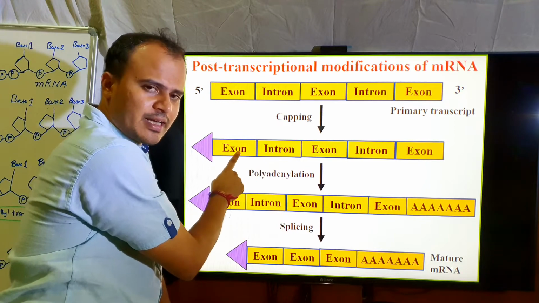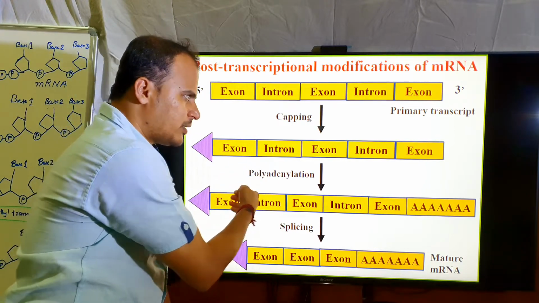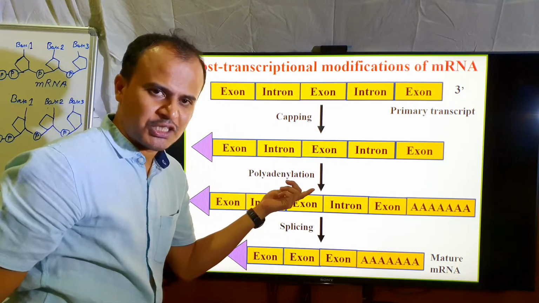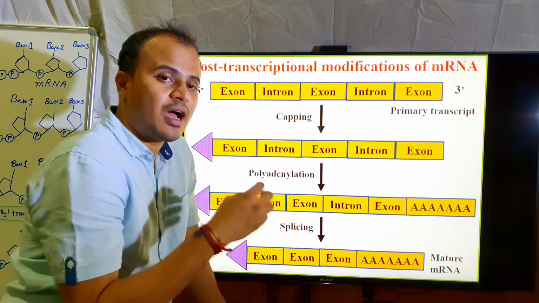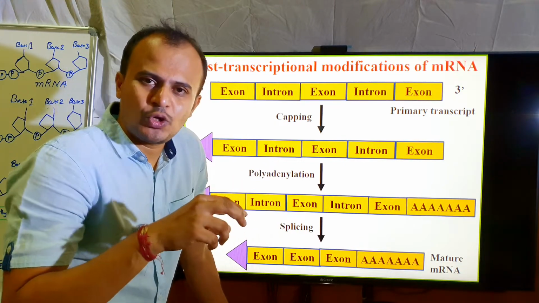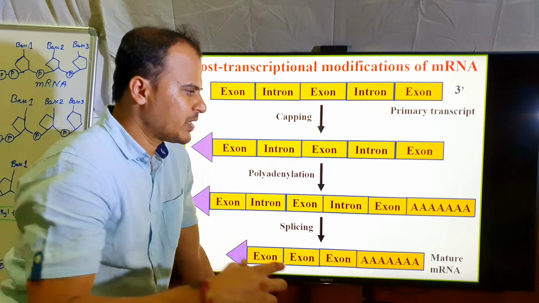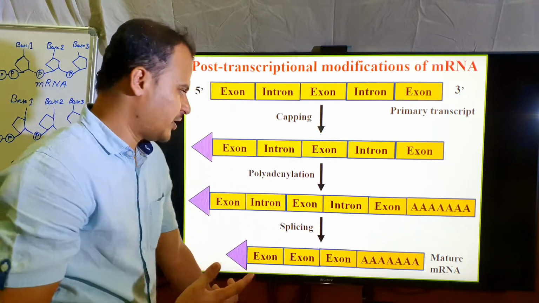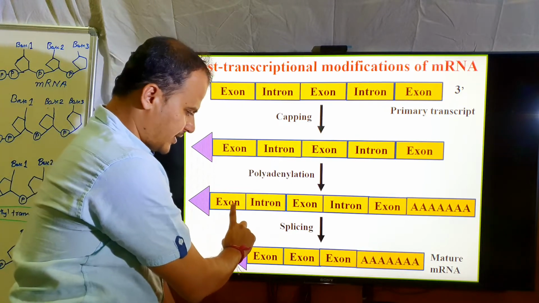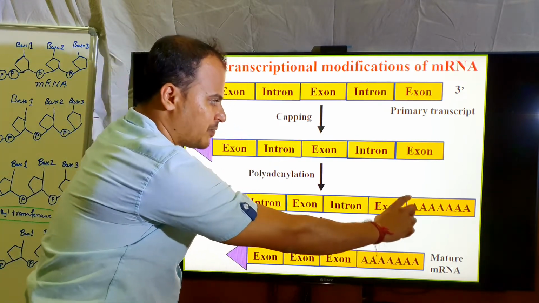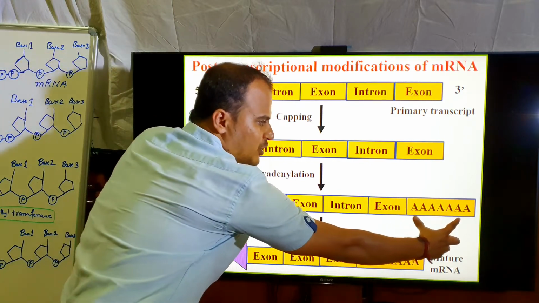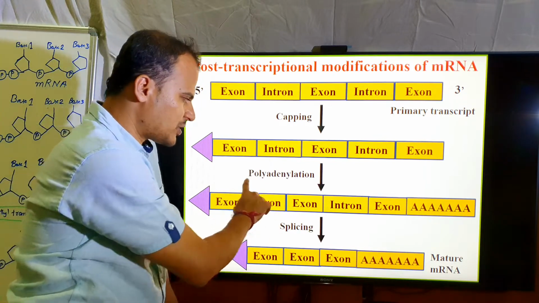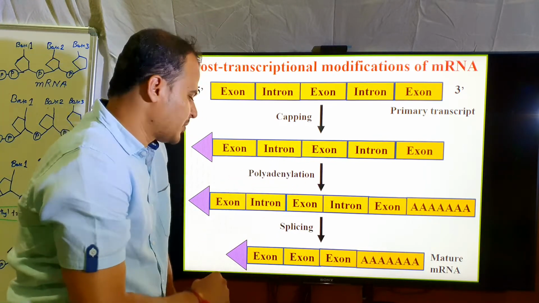Once the mRNA has been capped, the next thing is the polyadenylation process. Polyadenylation means addition of adenosine nucleotides to the 3' end of the RNA. You can see that there is exon, intron, and exon. Additionally, there is the addition of several adenosine nucleotides at the 3' end. This process is called polyadenylation.